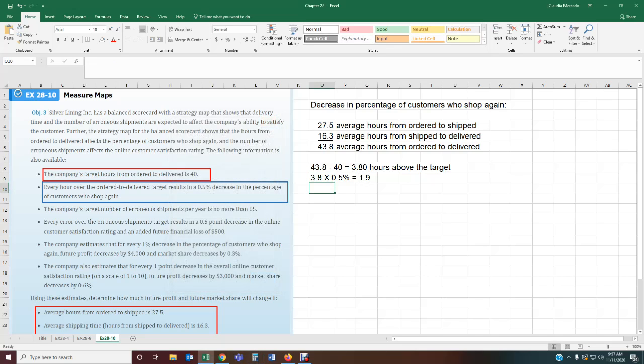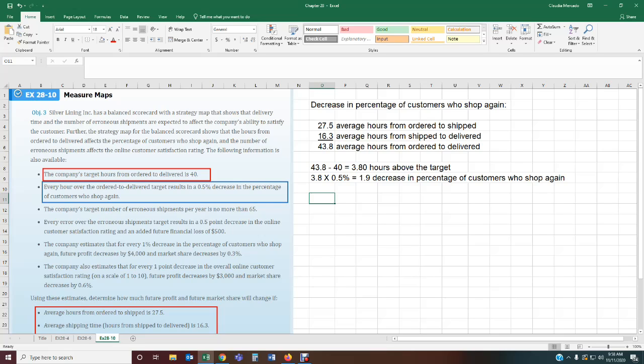So that's a 1.9 decrease in percentage of customers who shop again. Because it's taking me longer than anticipated, I'm going to have a 1.9 decrease in percentage of customers who shop again. You're going to lose those customers because they don't want to wait 43.8 hours. They were told 40 hours and it's taking you 43.8 hours. They're not very happy with that.